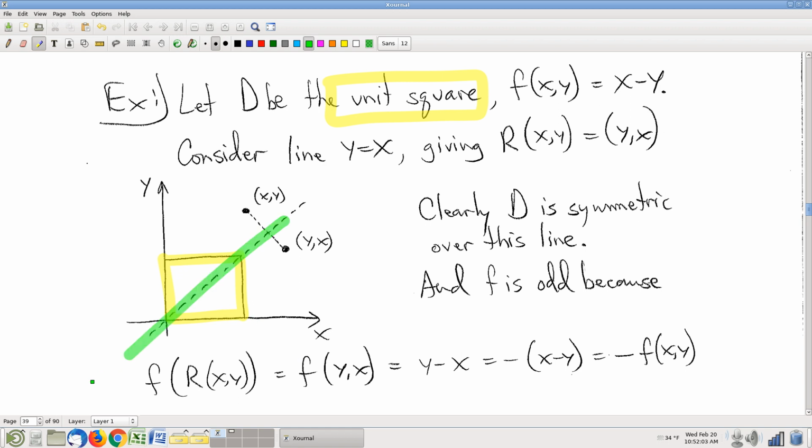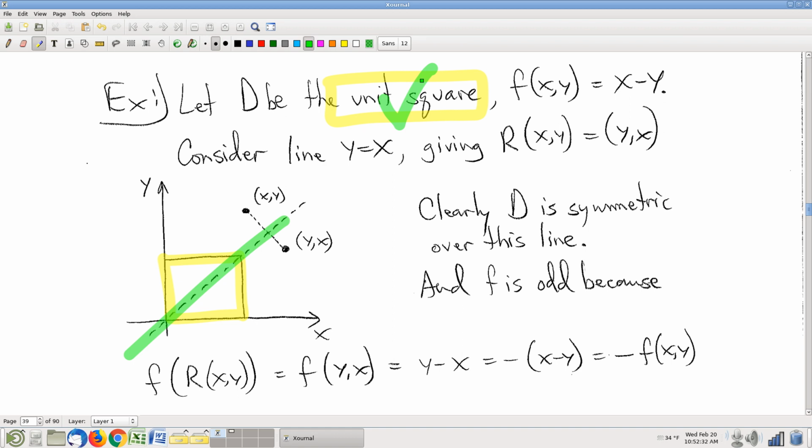Which line do you use? Well, you can use any line you want. You're just going to have to make sure that the line you pick, over which the domain is symmetric, is one over which the function has odd symmetry. You cannot just pick any line of symmetry of the domain. They've got to be the same line. So it turns out, as it happens in this case, this is the one to use.